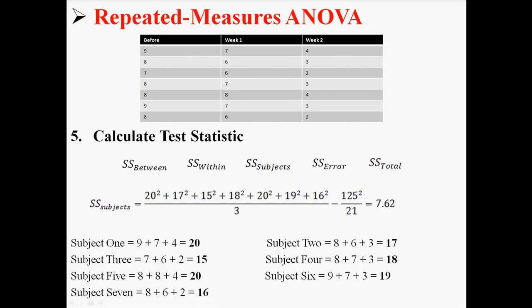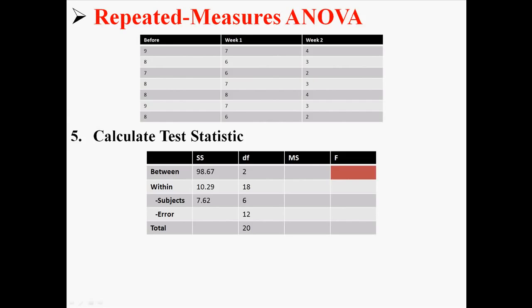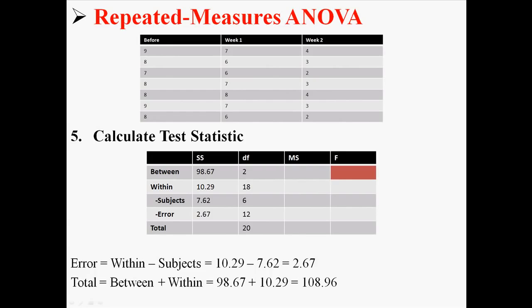So now we can solve for sum of squares subjects, which in this case is 7.62. So far we have found sum of squares between, within, and subjects. Now we're going to take a shortcut to find these last 2 parts so we don't have to work through a whole lot of stuff. Sum of squares error is equal to sum of squares within minus sum of squares subjects. So we can just take 10.29 minus 7.62 and get 2.67. And now the total is just sum of squares between plus sum of squares within. So we add together 98.67 and 10.29 and we get 108.96. So now we have all 5 sums of squares that we need.